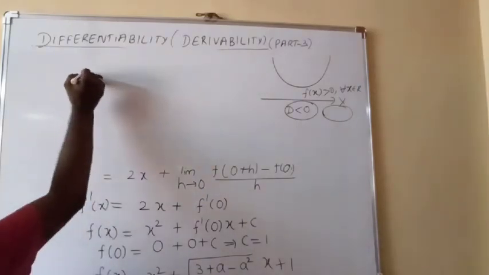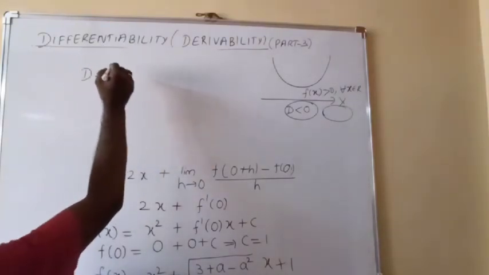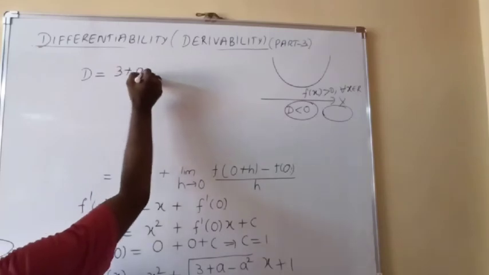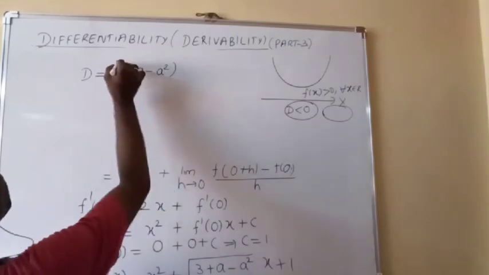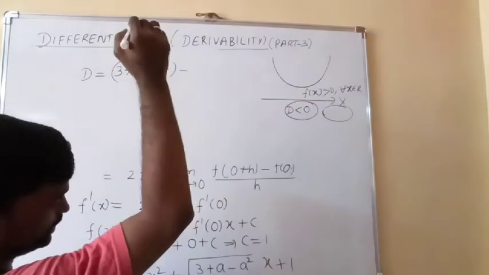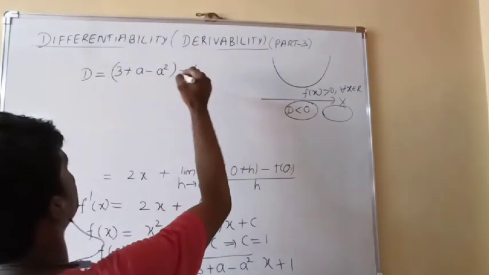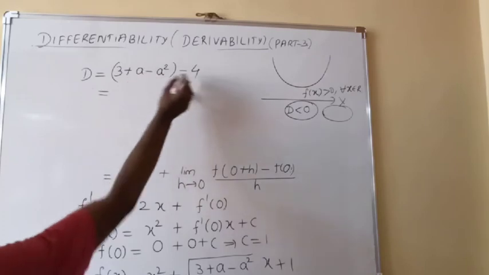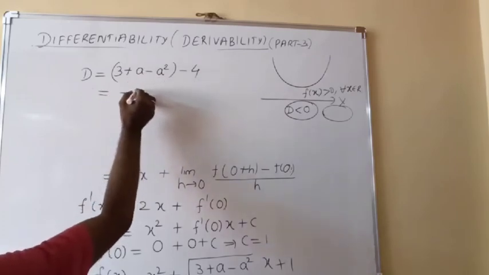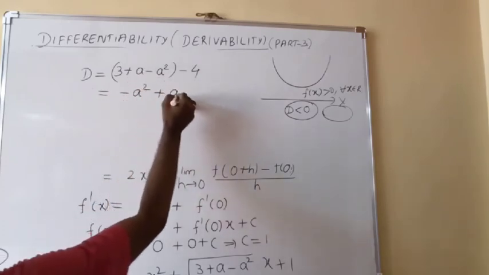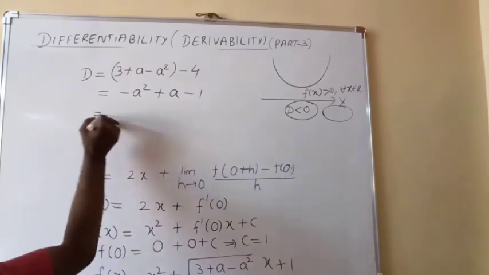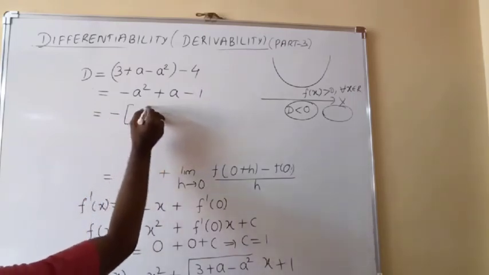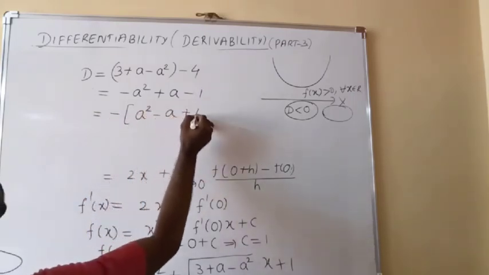So if you find the discriminant, what you get? B square. B square is what? (3 plus a minus a square) whole square minus 4ac. Minus 4ac means what you get? Minus 4 into 1 into 1 is 4. So if you simplify, what you get? 3 minus 4 minus 1. So first you write minus a square plus a minus 1. If you take minus common, you will get a square minus a plus 1.